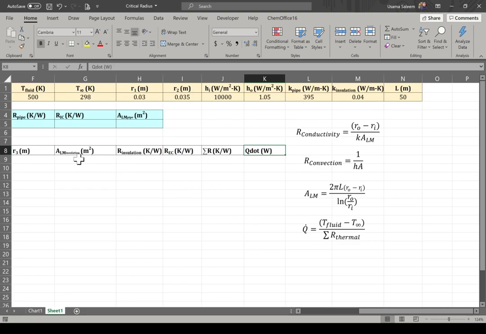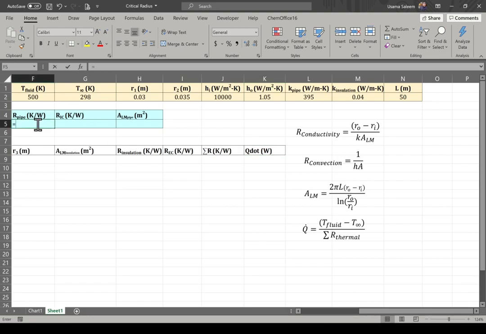Of course it's gonna impact your log mean area and the resistance due to the conductivity of the insulation, the external convective resistance, the total resistance, and as you can see in the equations on the right side, q dot is also gonna depend on the radius of insulation. Okay, so let's start.